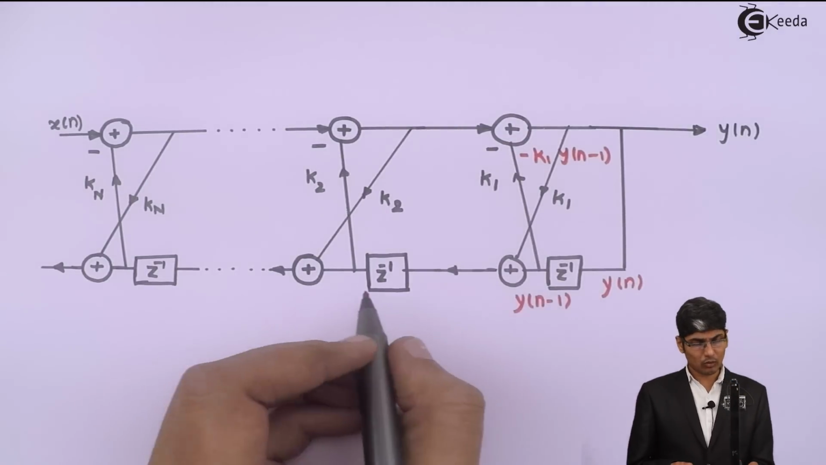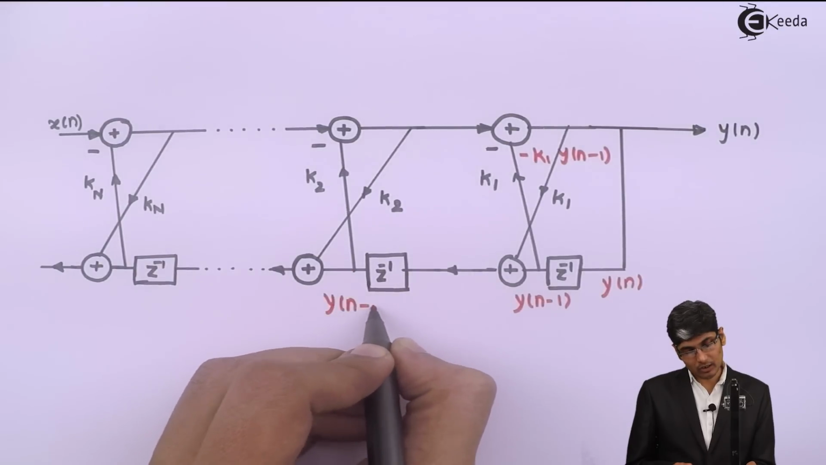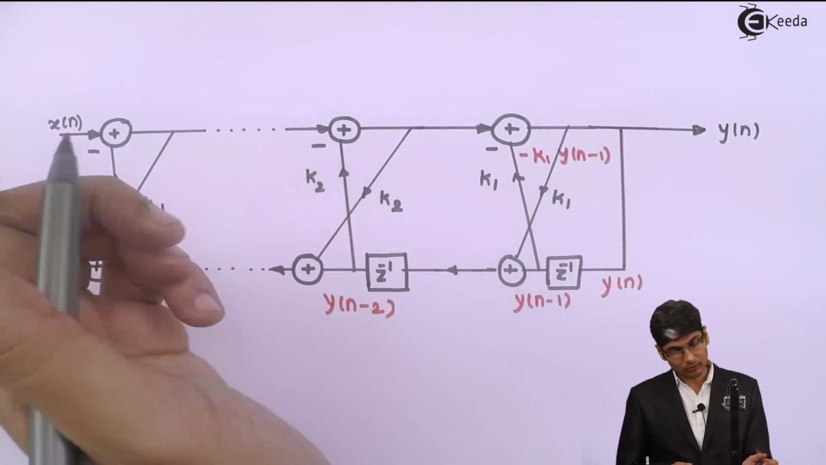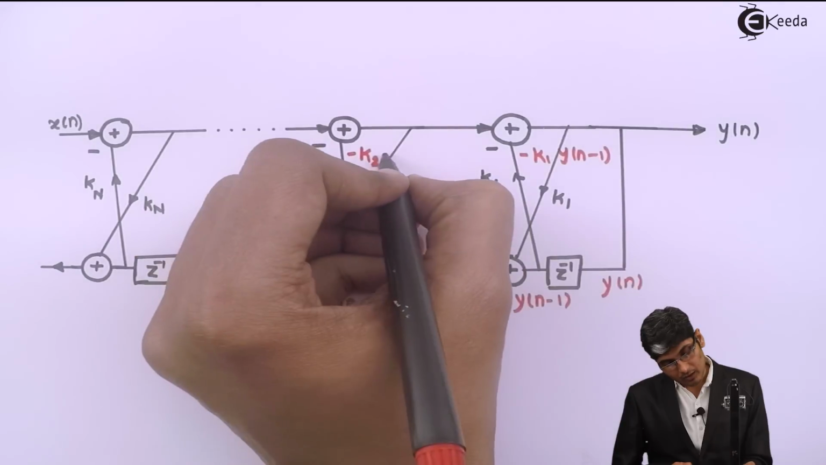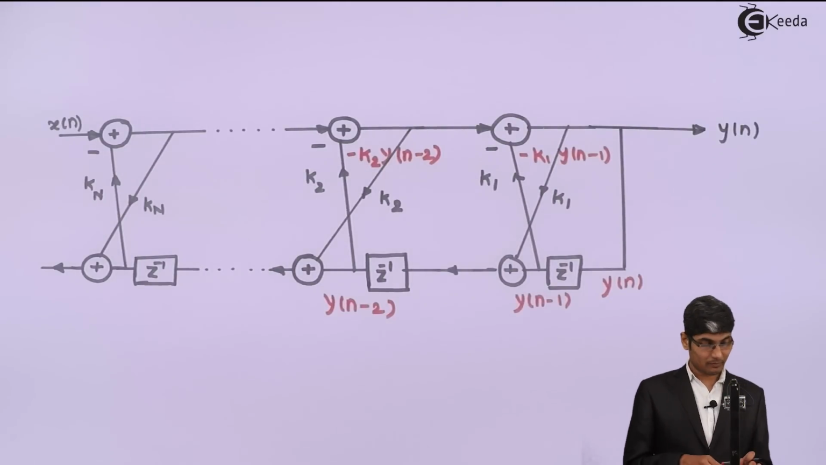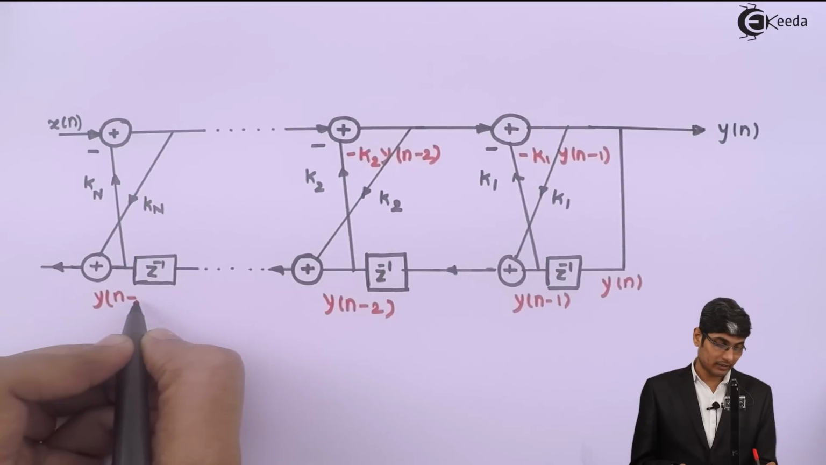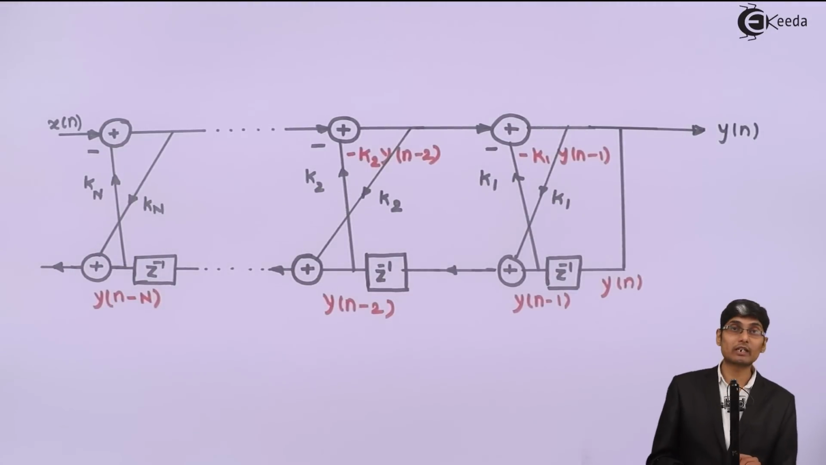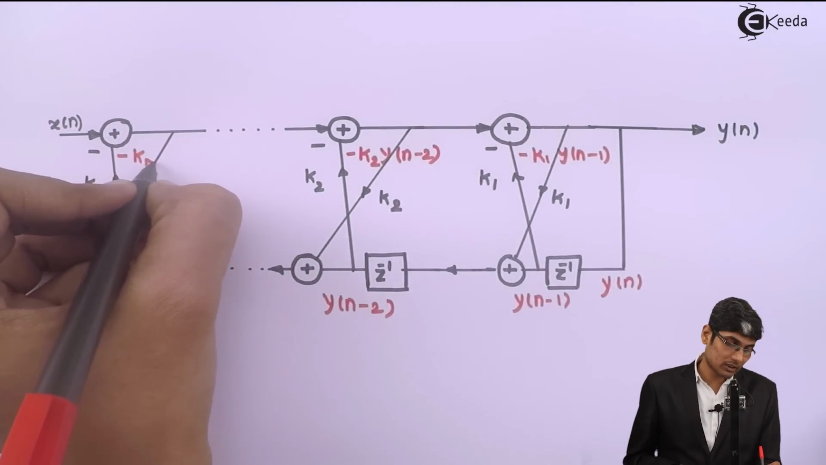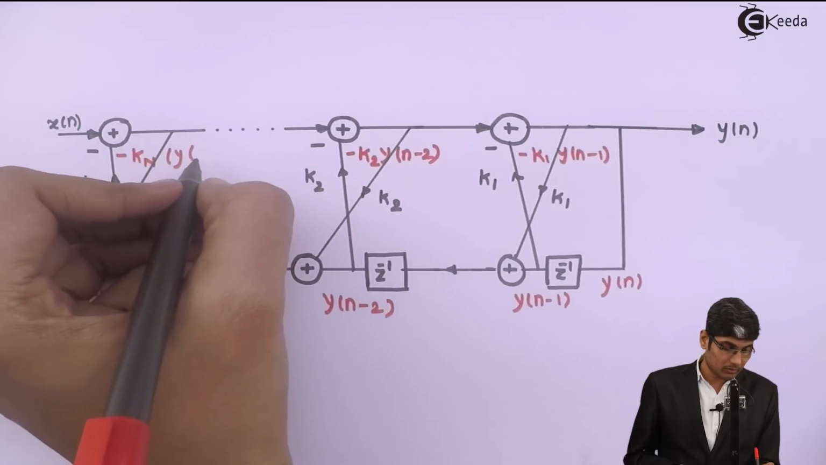Then I'm going to take y of n minus 1 ahead and delay it. So here I'm going to get y of n minus 2, which will get multiplied by k2, negated. That's why I'm going to get minus k2 y of n minus 2, and so on and so forth. The final version will be y of n minus N, where N is the nth order, that's why the k factor goes up to capital N. This will get multiplied by k of N, negated. So the final term is minus k of N y of n minus N.